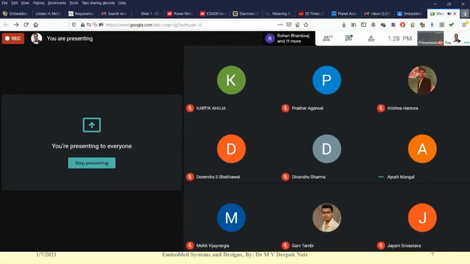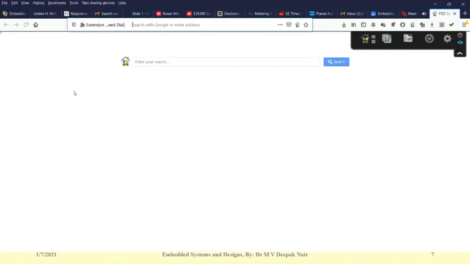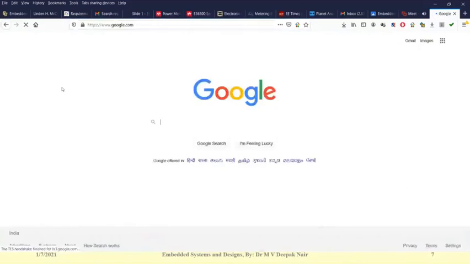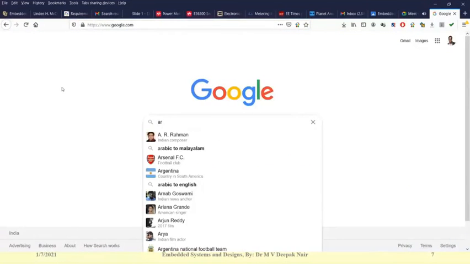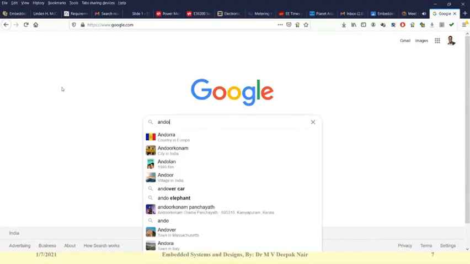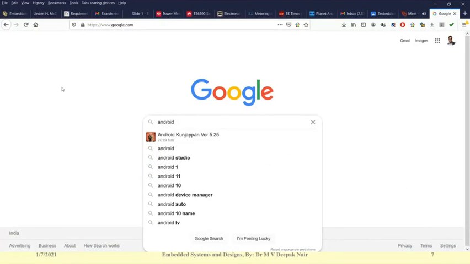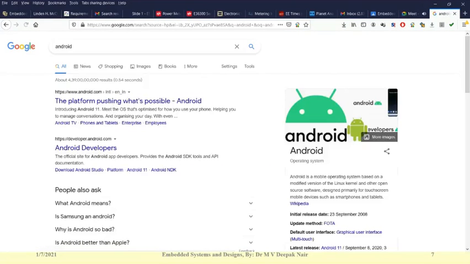Okay, sir, if we just have to convert the low power of this microcontroller into high power, why can't we use a power amplifier instead of a power source? Look, first thing, when you say this kind of words, like power amplifier, something like that, not Android.